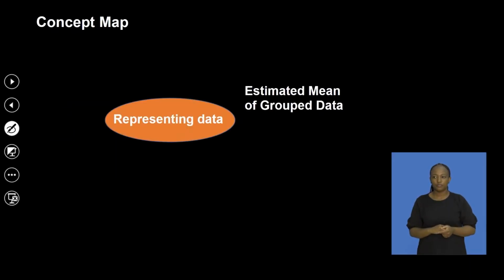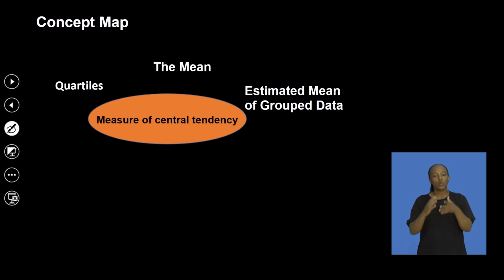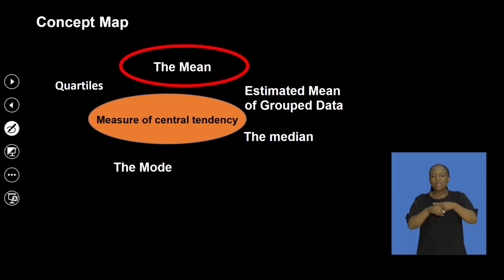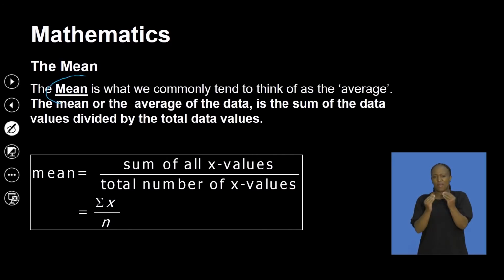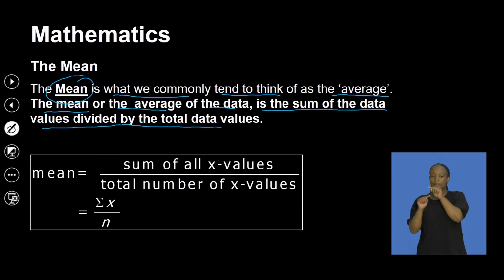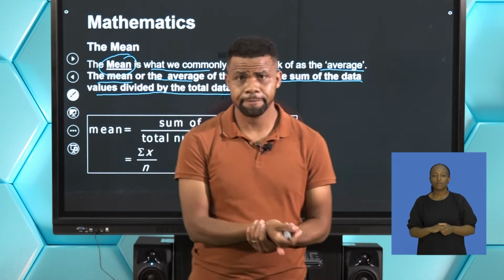Now, we have estimated mean, quartiles, mean, median, mode. We're going to look at mean. So the mean is what is commonly known, or what people tend to think of, as the average. The mean or the average of the data is the sum of the data divided by the total number of values of the data. Does that make sense? So that's the mean.